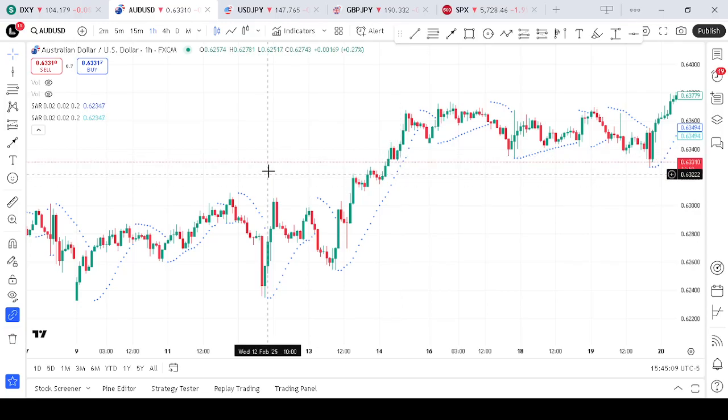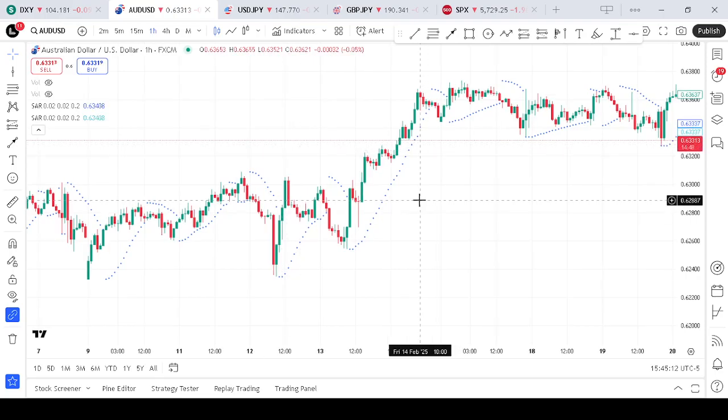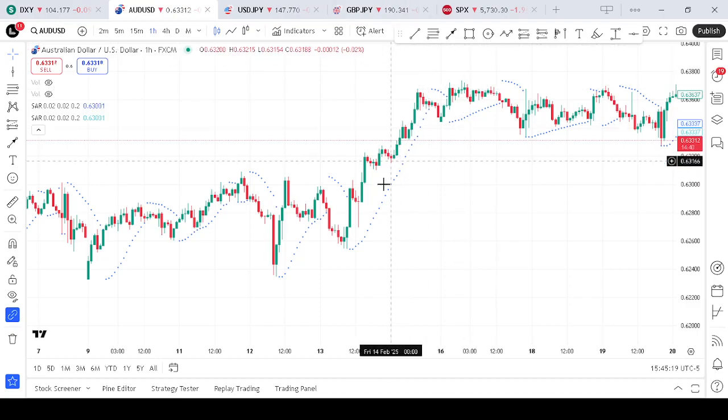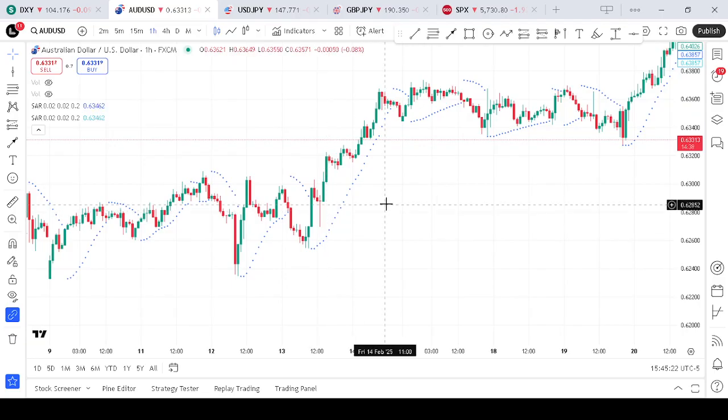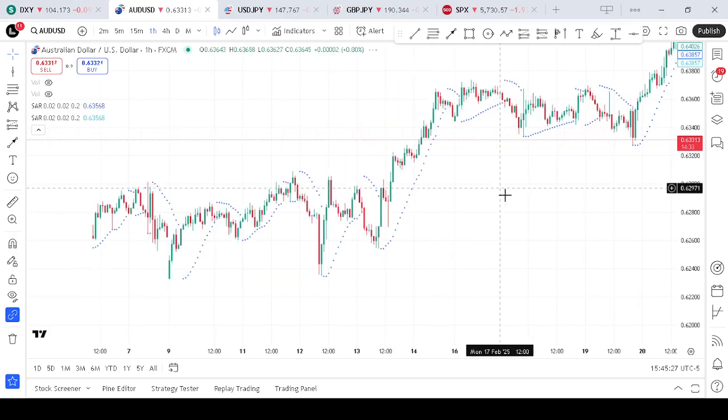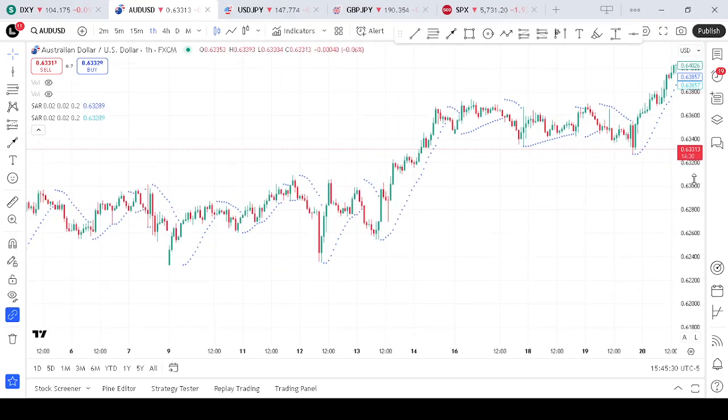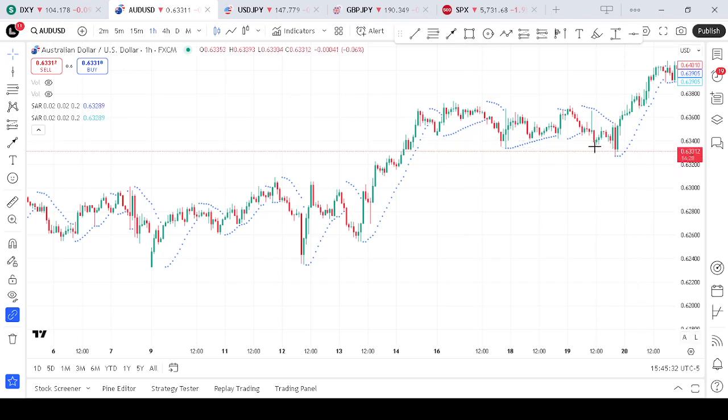Think of it as having two radar systems, one scanning the bigger picture while the other focuses on immediate market movement. This dual layer system helps filter out market noise and identify genuine trading opportunities. So the double parabolic SAR is going to be used, one on the higher time frame and one on the lower time frame.